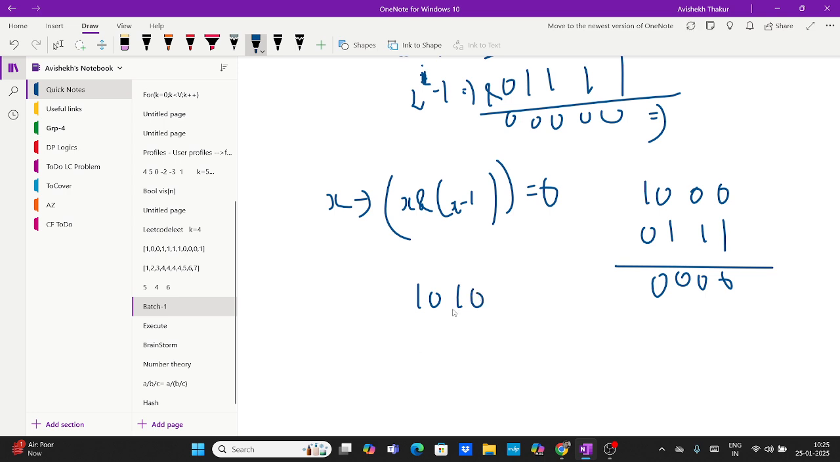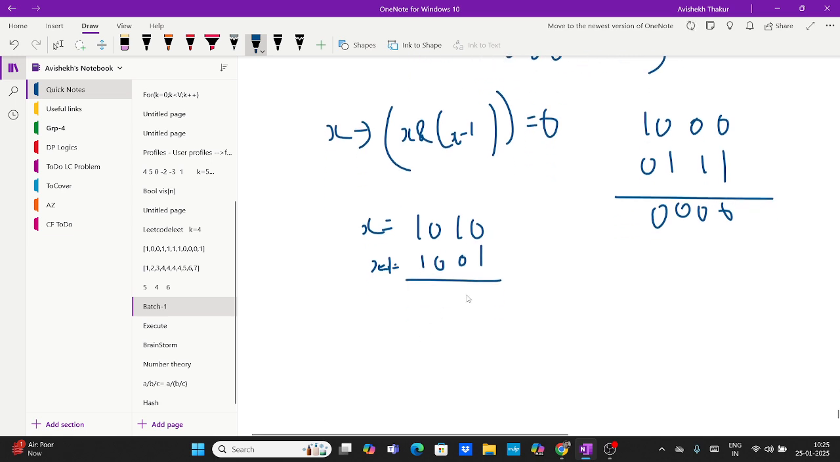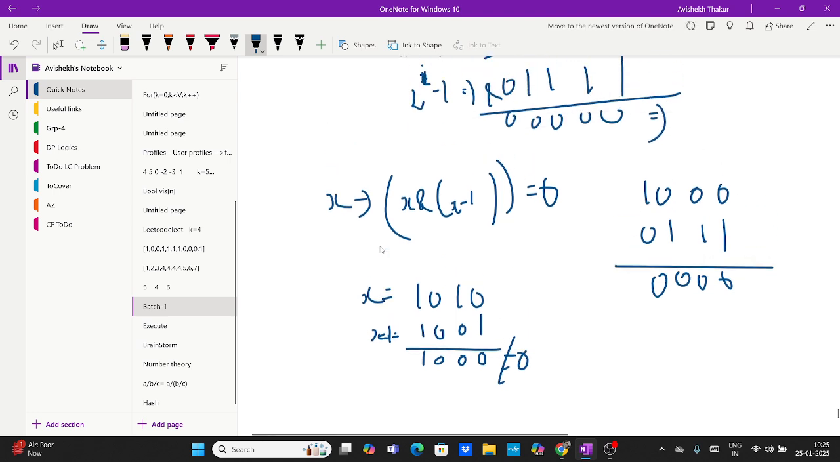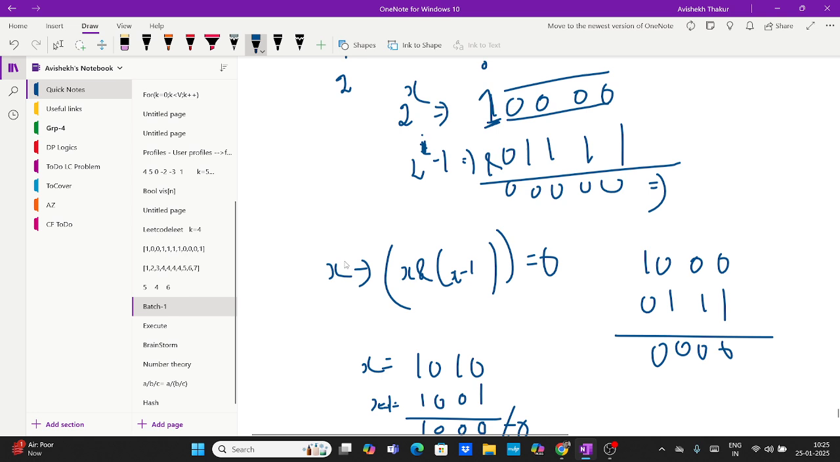Now let's come to some other number which is not a power of 2. This is nothing but 10, right? Then x minus 1 will be 9. Now if I do AND, what will happen? You will get 1 0 0 0 followed by zeros. This is not equal to 0. That means x is not a power of 2. So a quick hack is, given a number x, if you have to check whether it is a power of 2 or not, you can just do x AND x minus 1.